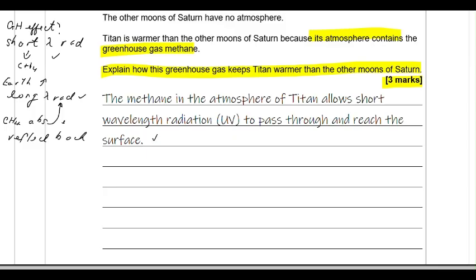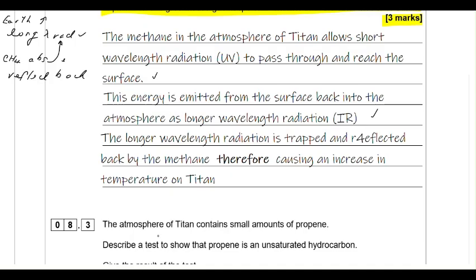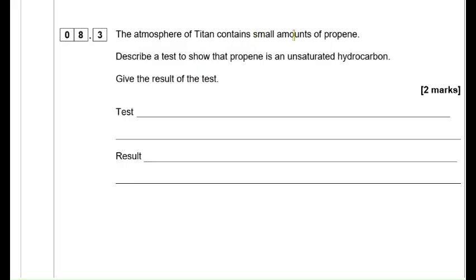So for the first mark, the methane in the atmosphere of Titan allows shortwave radiation, UV, to pass through and reach the surface. Second mark, this energy is emitted from the surface back into the atmosphere as longer wave radiation, infrared. The longer wave radiation is trapped and reflected back by the methane, therefore causing an increase in temperature on Titan. Third and final mark, bingo.